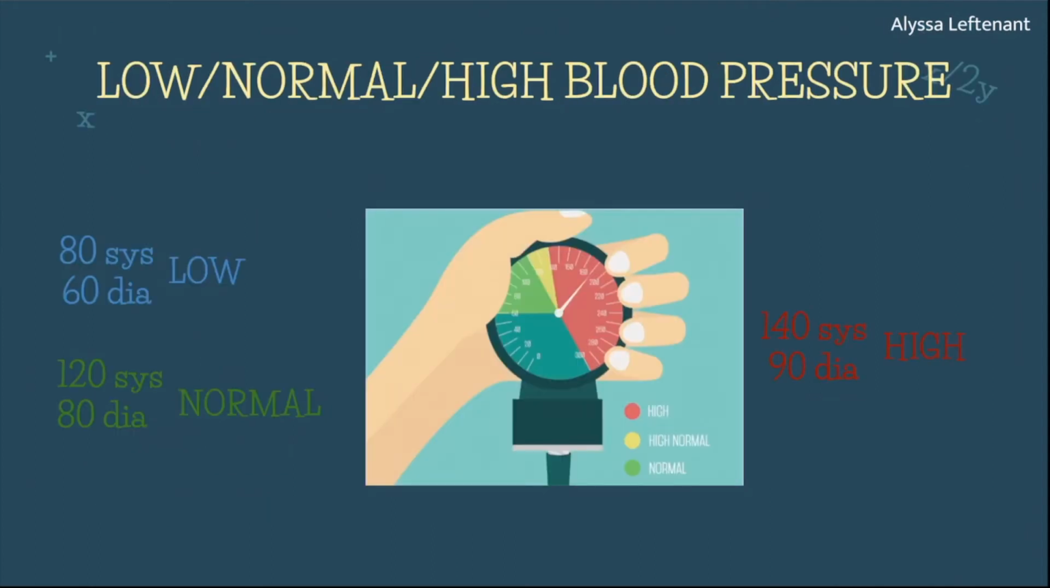A low blood pressure reading is 80 systolic over 60 diastolic. A normal blood pressure reading is 120 or less systolic over 80 or less diastolic. A high blood pressure reading is 140 or more systolic over 90 or more diastolic.